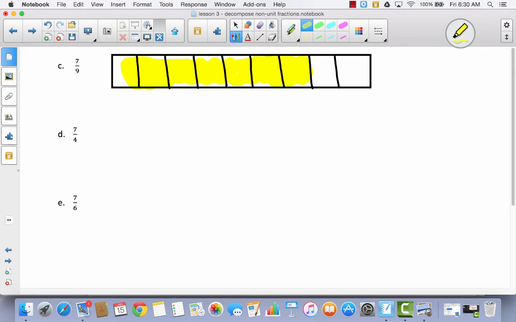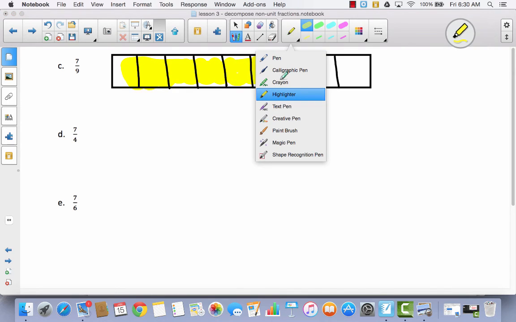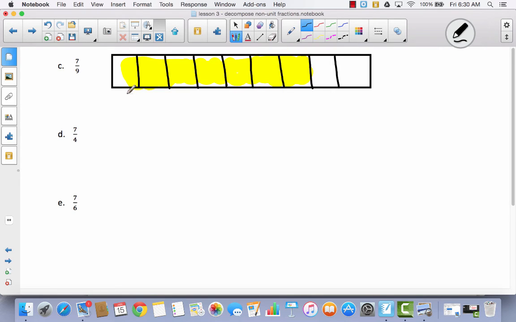And now I'm going to come back and I'm going to write this as a unit fraction times a whole number. So I've got 7/9. So instead of writing 1/9 7 times, I'm going to write 7 times 1/9. Now, D is just a little bit different because it's greater than 1 whole. And I know this because my numerator is greater than my denominator.